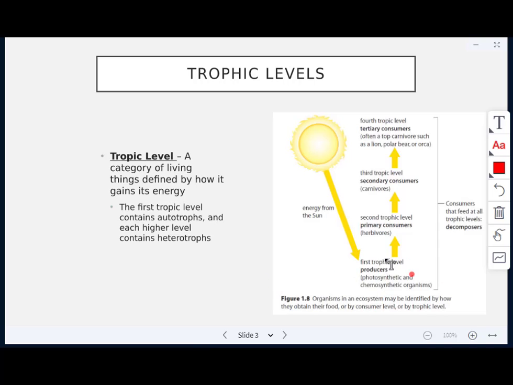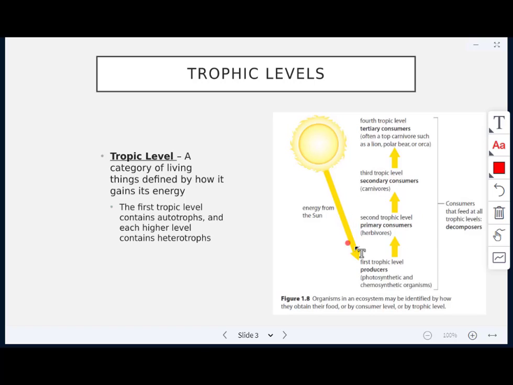So if we look at the very bottom, energy is coming from the sun, and it's the producers that are going to take in that sunlight to make their own food. So photosynthetic organisms would use the sunlight. We talked about chemosynthetic last class. These are the organisms that, for example, live deep in the oceans, and they use chemicals instead of light to produce their own food. So the first trophic level, producers or autotrophs.